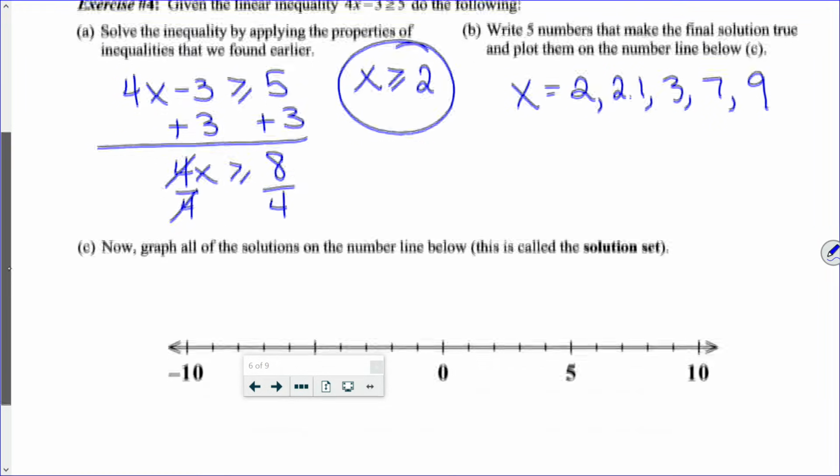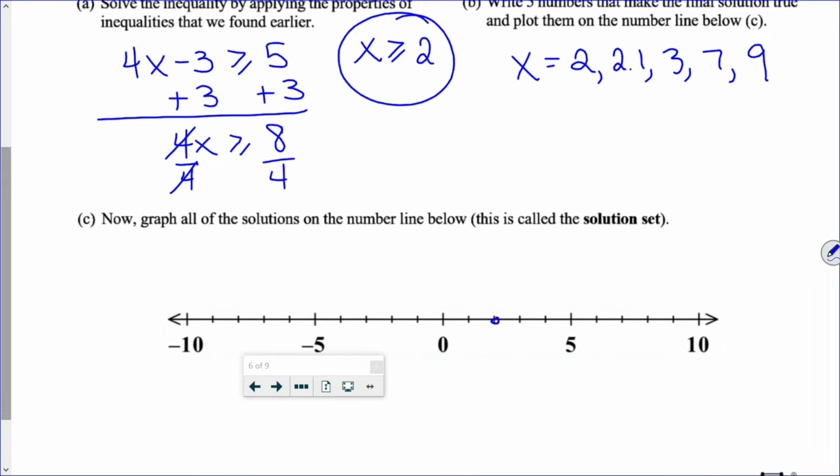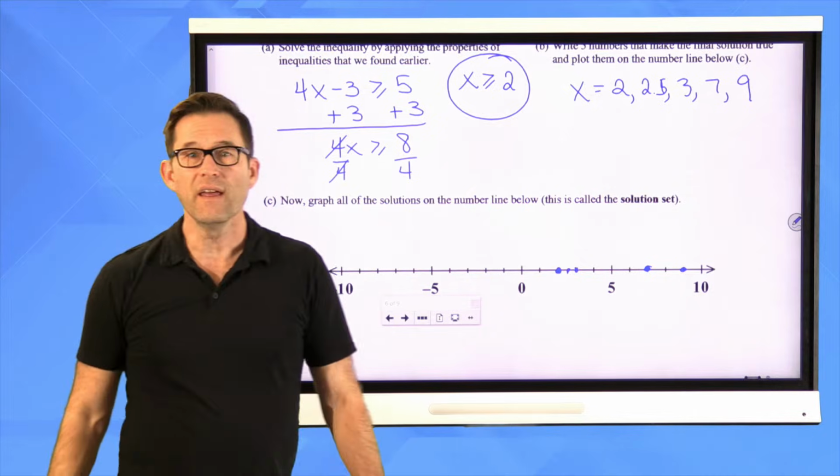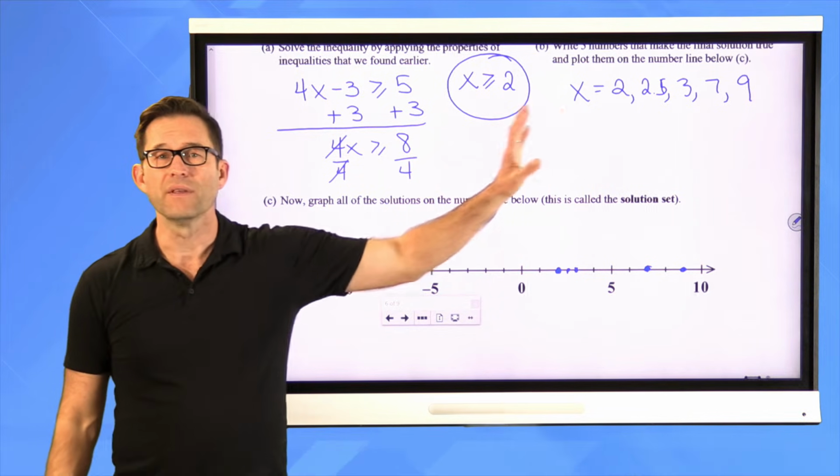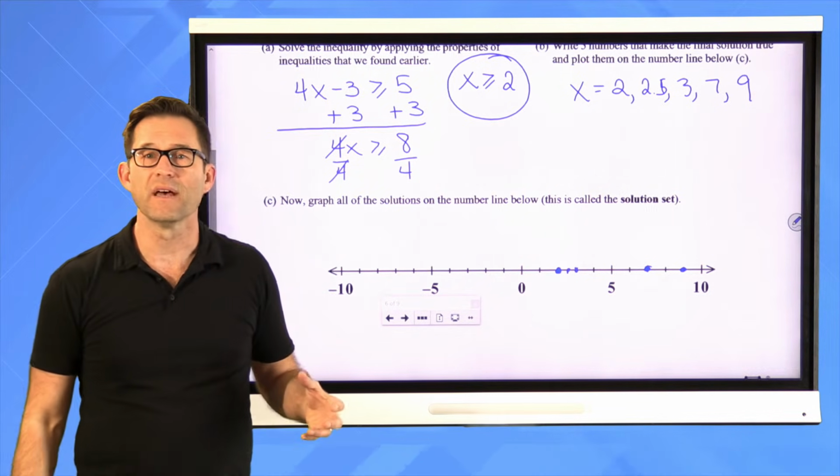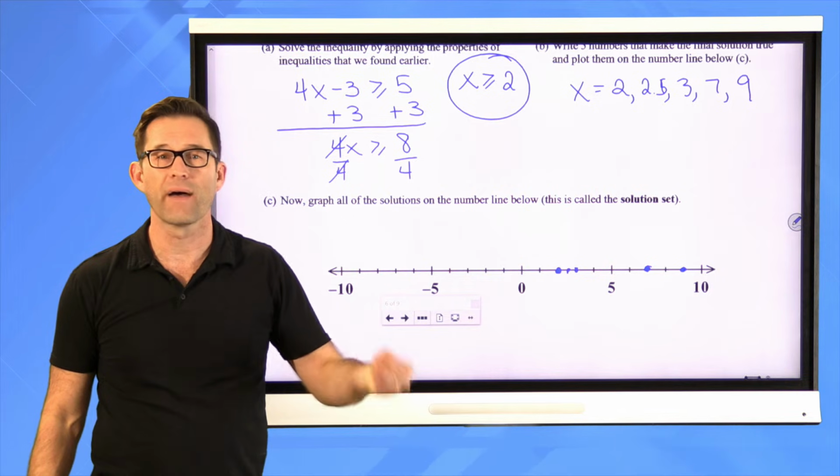And if I plotted them on the number line, 2 would work. I don't know why I did 2.1. Let me do 2.5. That's a little bit better. That's right here. 3, that's here. 7, that's here. 9, that's here. And the idea is, when I'm writing down these numbers, that it gives me a sense for how I can graph the solution set.